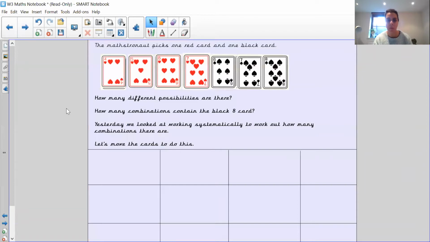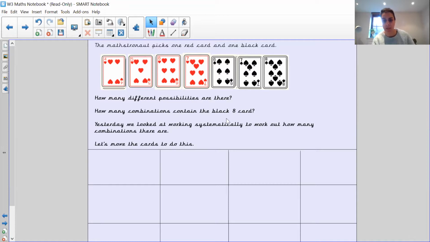So here we have got the Masternodes picks 1 red card and 1 black card. So we've got 4 different red cards and 3 black cards. And it says, how many different possibilities are there? How many combinations contain the black 8 card? Yesterday we looked at working systematically to work out how many combinations there are. Let's move the cards to do this.